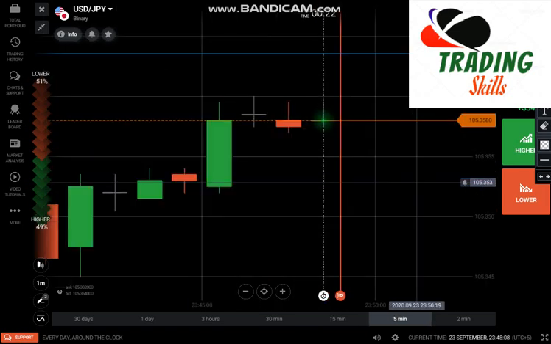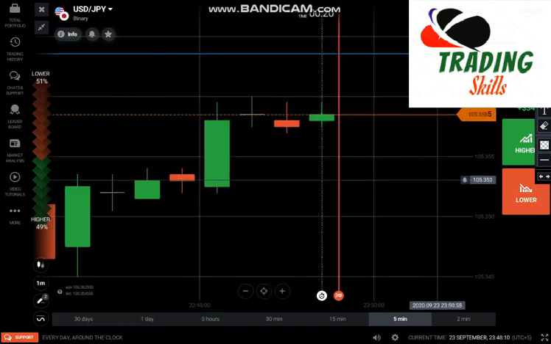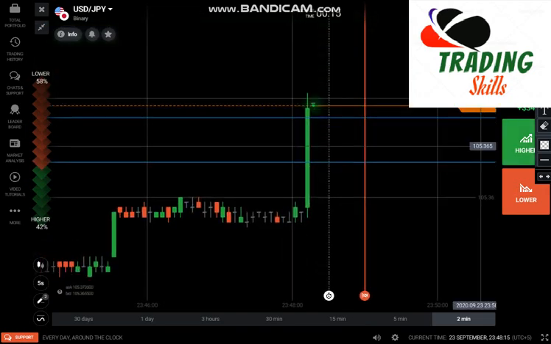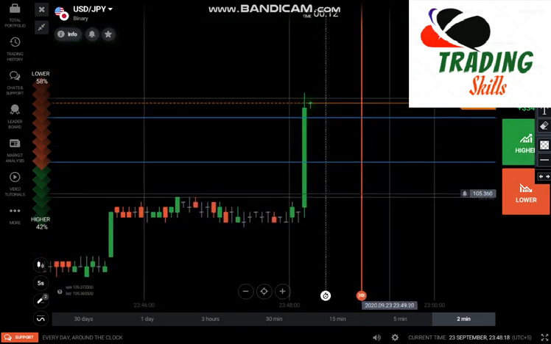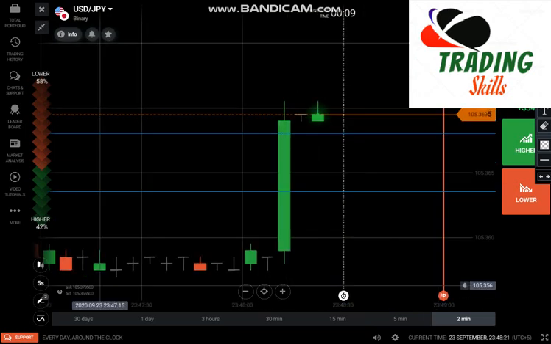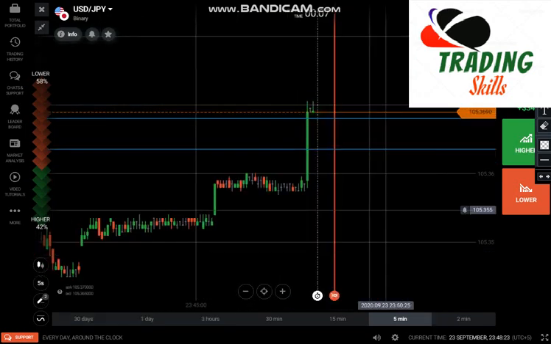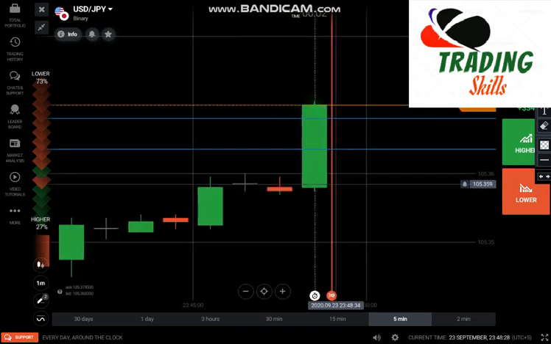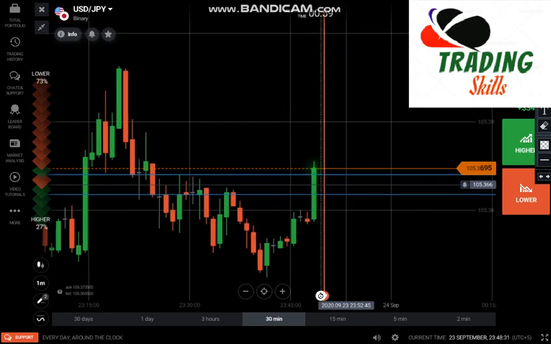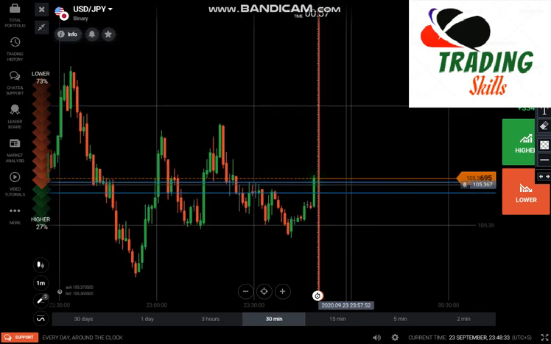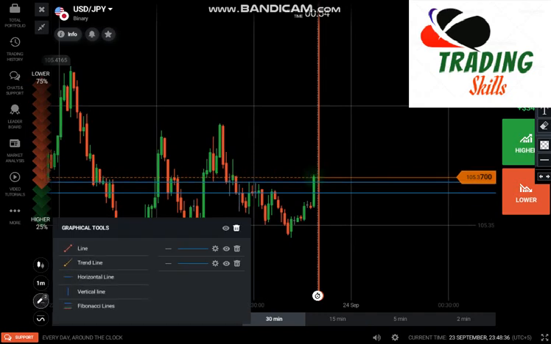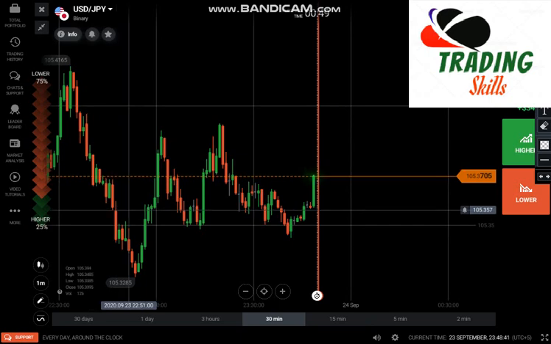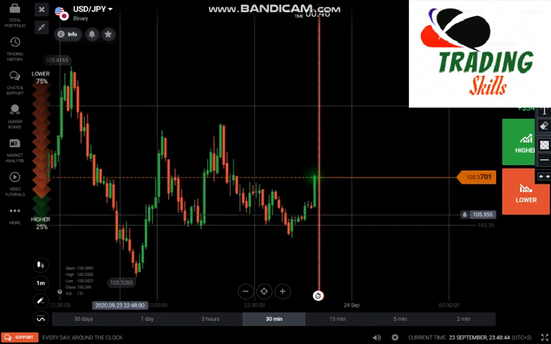So from this point I can go with buyers. Okay, so you are seeing I was waiting to take my trade in an up direction, but suddenly candle went up, and how much it went up you can see here. Okay, let me check where we are going right now.